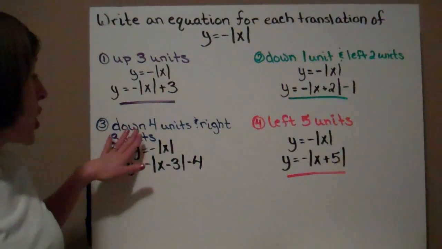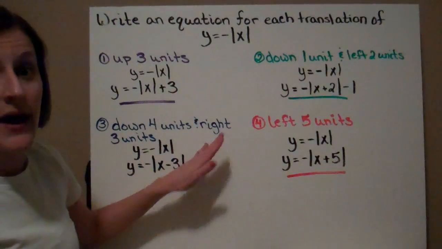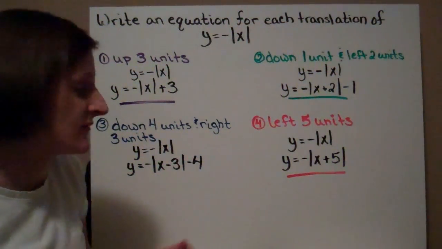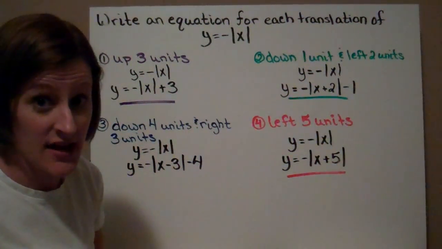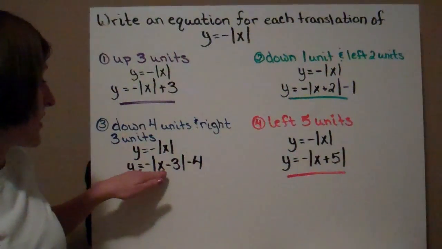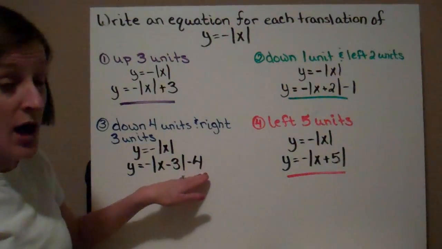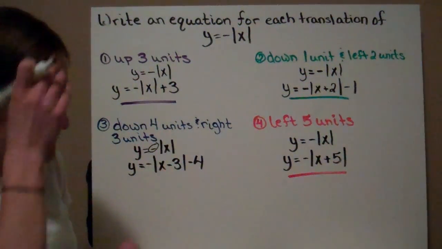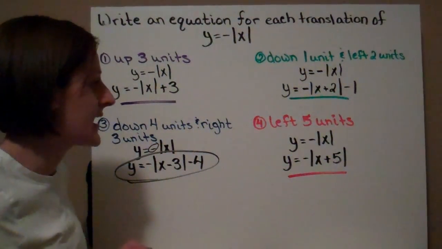This one I need to go down 4 units and right 3 units. Down means outside of the absolute value bars, so I'm subtracting 4 right there. Right, I do inside the absolute value bars, and I subtract the 3. So I've got x minus 3 inside my absolute value bars, minus 4 on the outside. Notice since this had the opposite of the absolute value, I still keep it here for my answer.